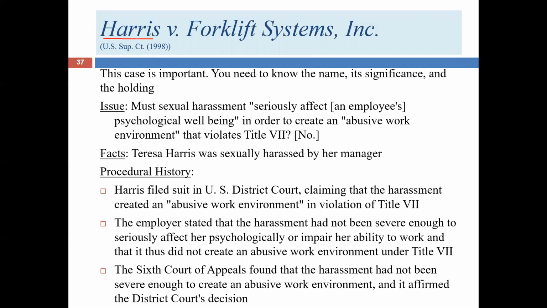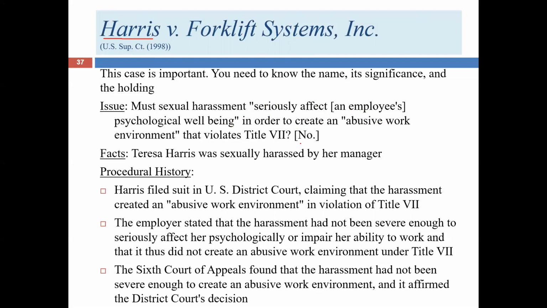So you need to know the name of this case, its significance, and the holding. Let's look at the issue that Harris was looking at. Must sexual harassment seriously affect an employee's psychological well-being in order to create an abusive work environment that violates Title VII? And the answer is no. So the person doesn't need to have had some kind of psychological breakdown or be mentally ill as a result of the circumstances. That's not what happened to Ms. Harris, and she's still able to assert her claim.